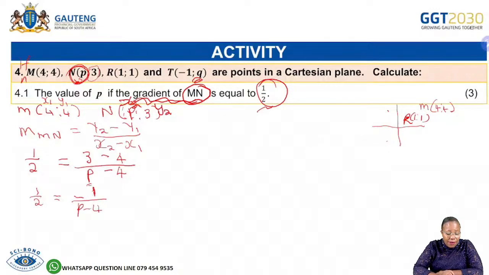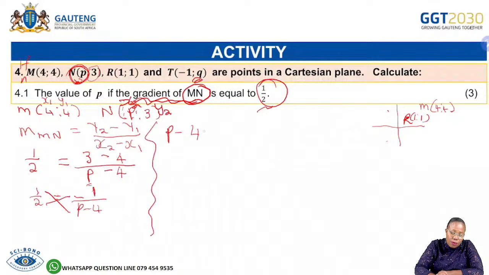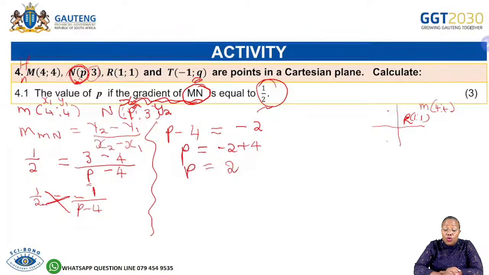And then you are having a fraction, equal sign in between and a fraction on the right hand side, so we can just cross multiply there. So when we cross multiply, we end up with p minus 4 times 1, which is p minus 4 on the left hand side. Right hand side is 2 times minus 1, which is minus 2. Therefore p is equal to minus 2 plus 4, of which p is equal to 2, grade 12.